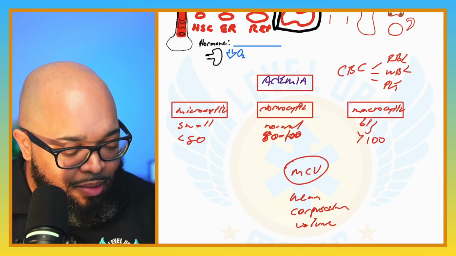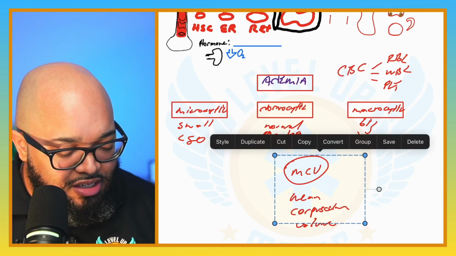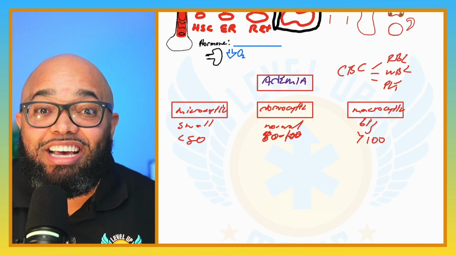Now I want to talk about the different types of these kinds of anemia. When it comes to microcytic anemia, where the MCV is what number? It's going to be less than 80. Now, let's talk about different causes of microcytic anemia.